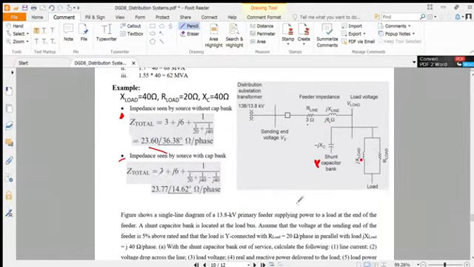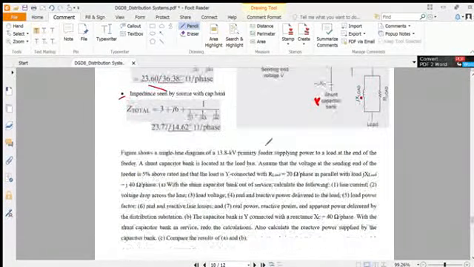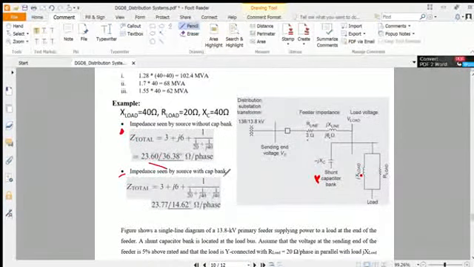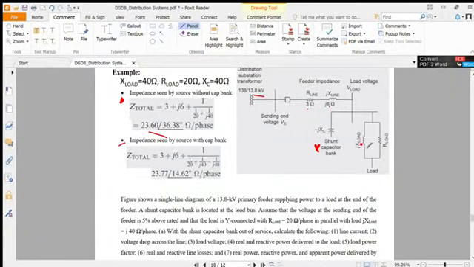So an extension of this problem is, let's say the above figure shows a single line diagram of a 13.8 kV feeder line. This is the primary feeder because it feeds over here. The 13.8 kV feeder line supplies a load at the end of the feeder, and a shunt capacitor bank is located at the load bus. Here is the load bus and the shunt connected. Assume the voltage at the sending end, this is the sending end of the feeder, is 5% above the rated.